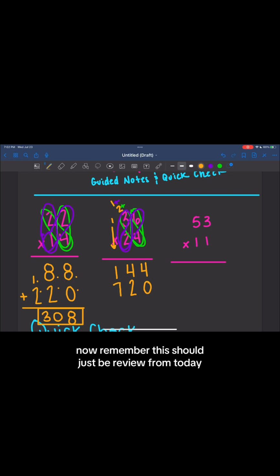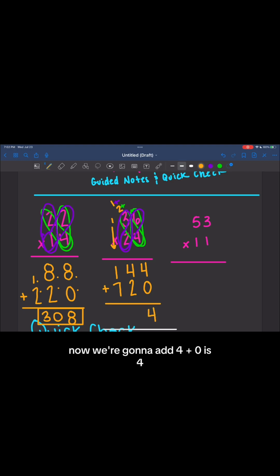Now remember, this should just be a review from today. This is just some more example problems. Now we're going to add: 4 plus 0 is 4, 4 plus 2 is 6, and 1 plus 7 is 8, giving you an answer of 864.